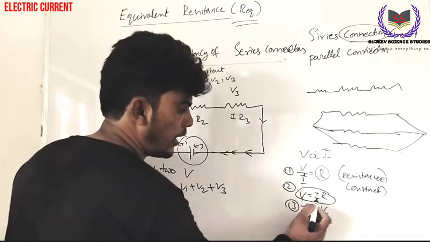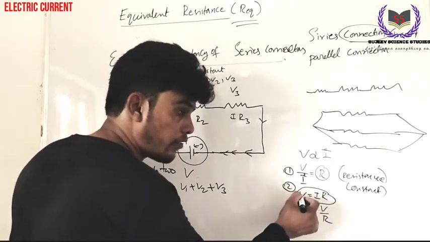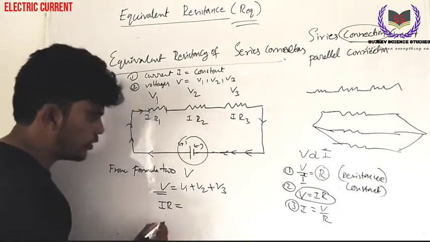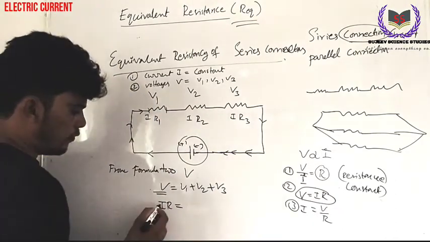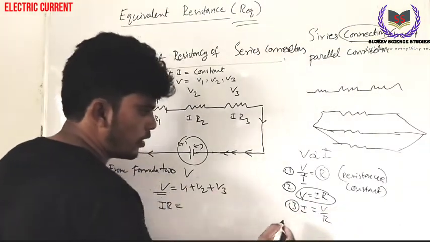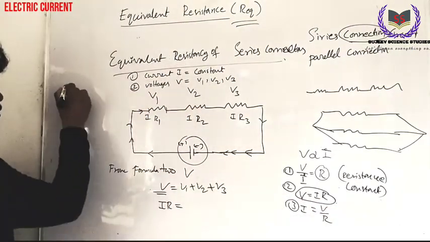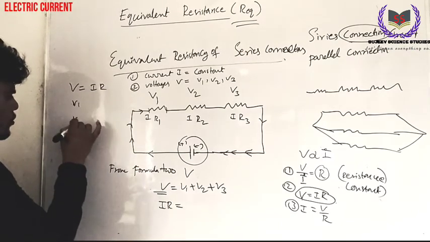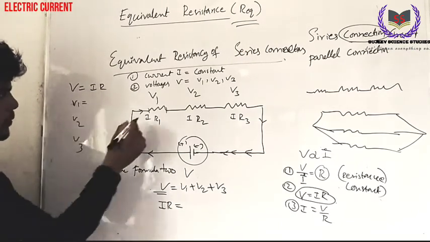V equal to IR. So in the place of V, what can we write? IR. So I am writing IR equal to V1 plus V2 plus V3. Look at here, V means IR. Then V1 means, then V2 means, then V3 means what?